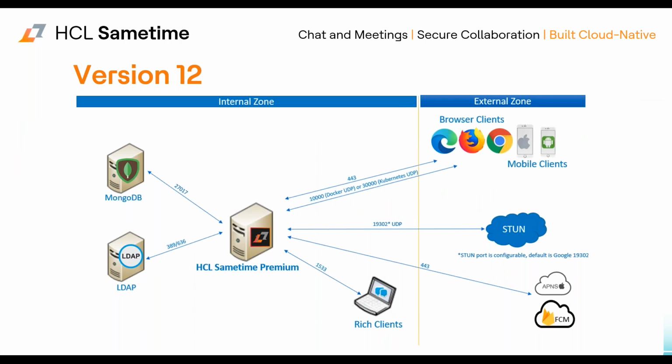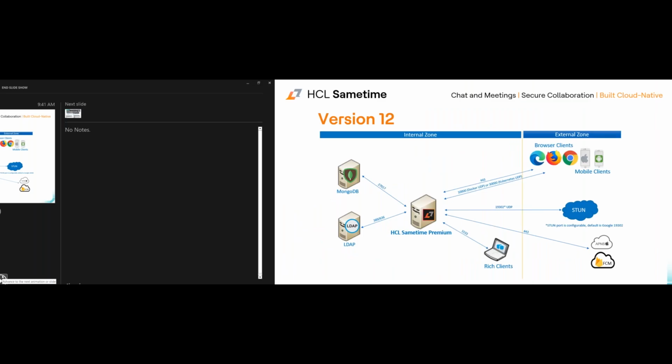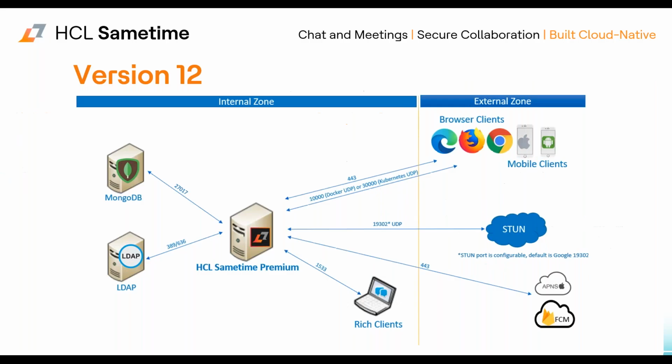And from a network standpoint, you only have to consider 2 ports: 443 for your mobile and browser clients, and UDP 10,000 for the audio video ports. And that's it. If you have a more complex environment, or more needs around traversing firewalls and NAT requirements for end users to audio video, we support using STUN and Coturn to facilitate that.